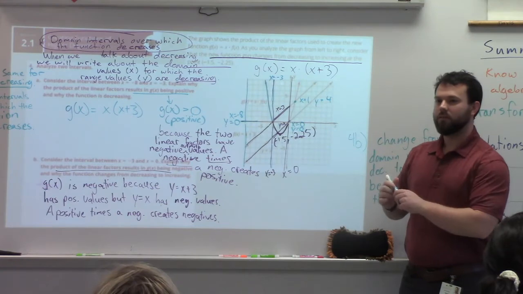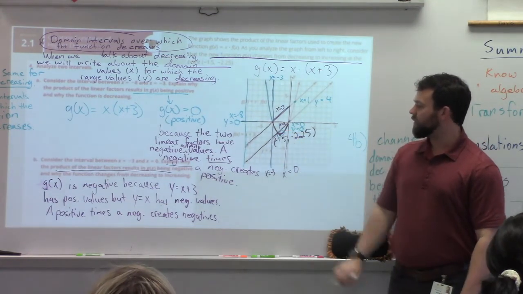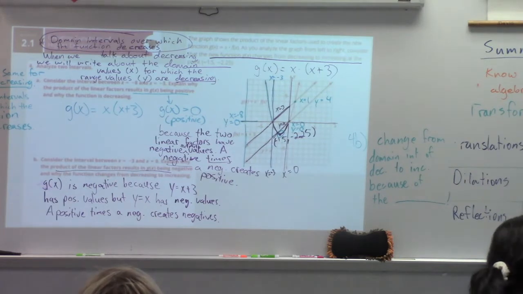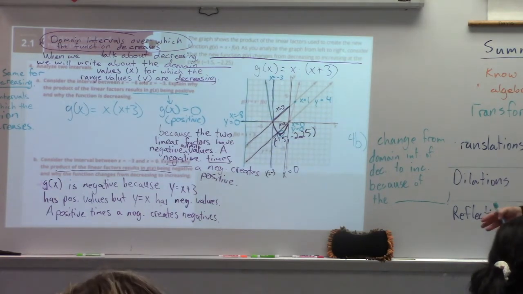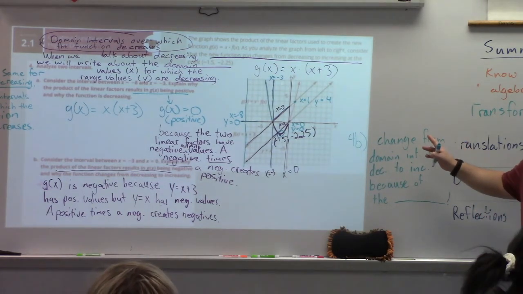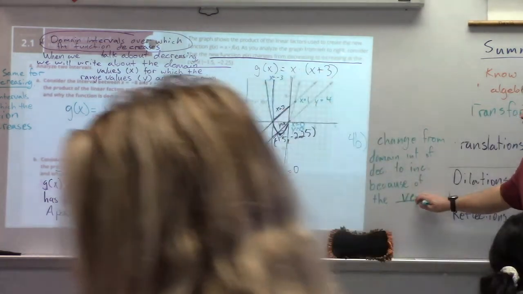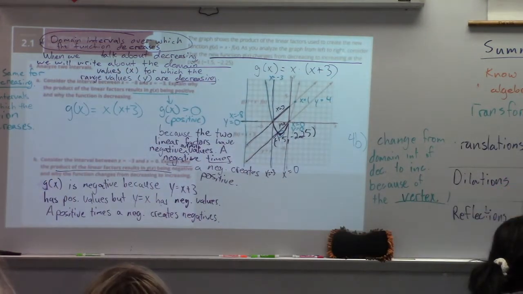The vertex? Is that vertex where it stops decreasing and starts to increase? Yeah. So we want to pay attention, that vertex, that maximum or minimum, is where we change from increasing to decreasing, or vice versa. So: changing from domain interval decrease to increase because of the vertex. It's the last thing we want to write there.